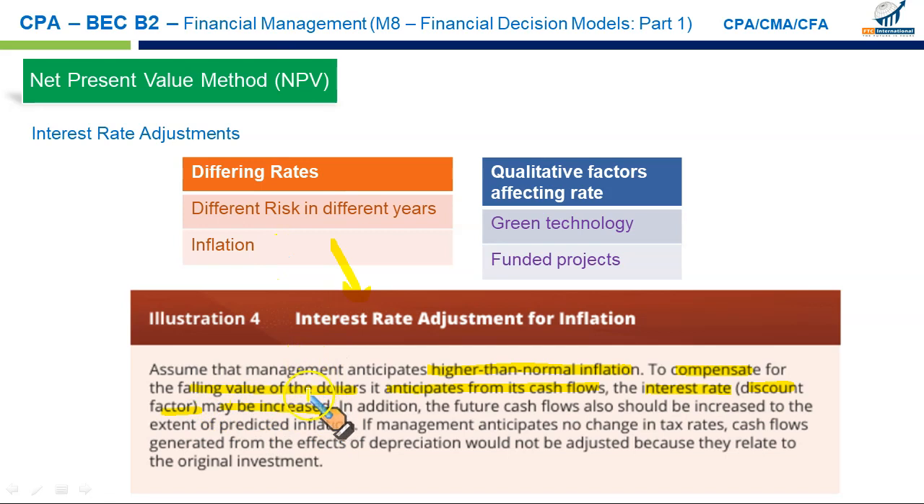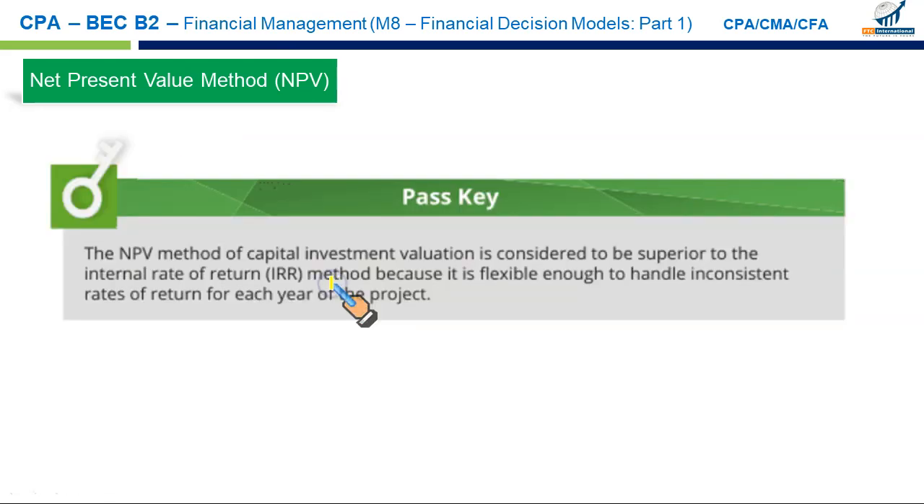In order to incorporate inflation, the discount rate is increased. The NPV method of capital investment valuation is considered to be superior. This is an important point, superior to the internal rate of return, payback, and discounted payback. We will discuss these in our later studies. So it is considered to be the best method because it is flexible.